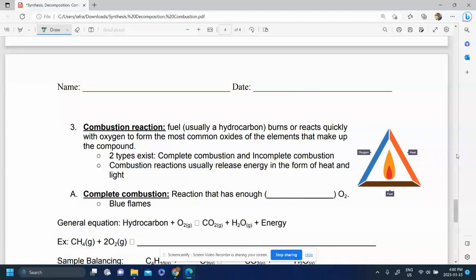In this video, we're going to learn about combustion reactions. There's two types, complete and incomplete. We'll learn what they are, and we'll learn how to predict products of combustion reactions.